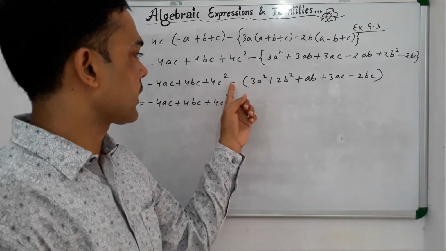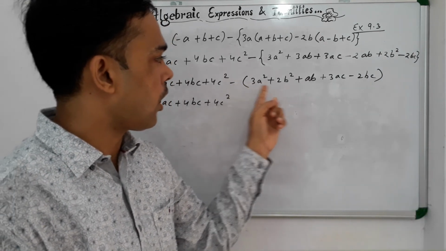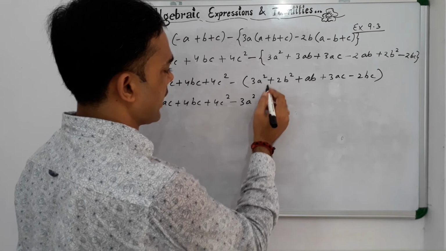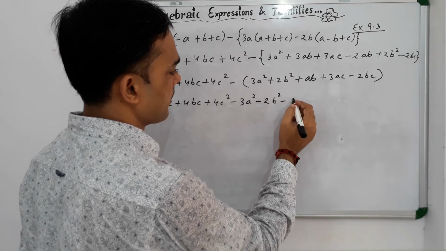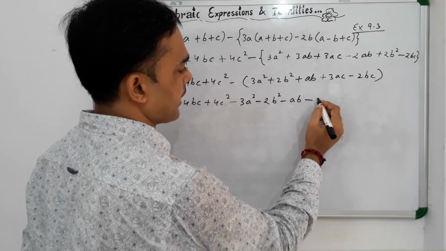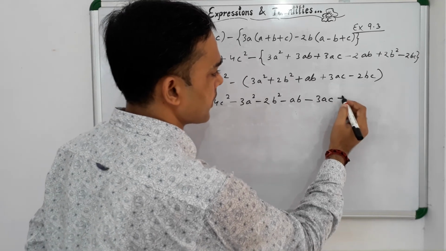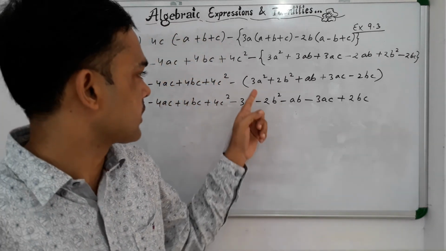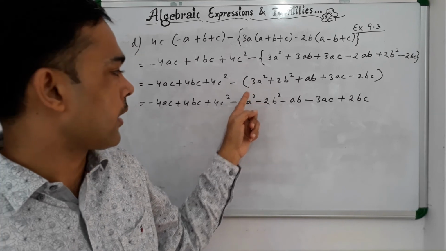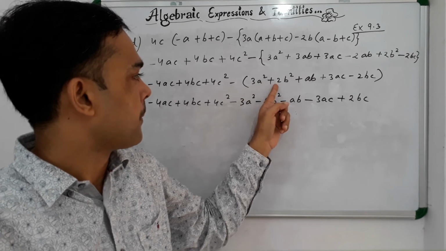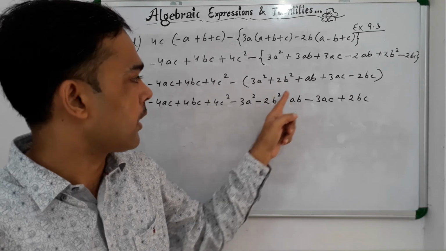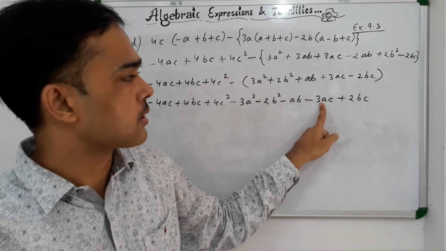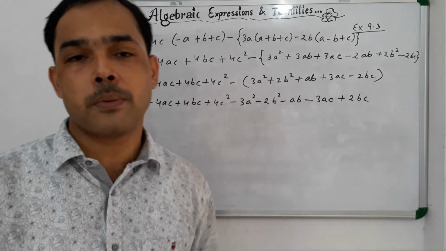Now you people know that when there is a negative sign outside, all the signs inside the bracket will change. So plus will become minus, so minus 3a square, plus will become minus, so minus 2b square, plus will become minus, so minus ab, plus will become minus, so minus 3ac, and minus will become plus, so it will be plus 2bc. I am repeating it once again. See, this was plus 3a square, so it became minus 3a square, plus 2b square, so minus 2b square, plus ab, so minus ab, plus 3ac, so minus 3ac, minus 2bc, so it is plus 2bc.